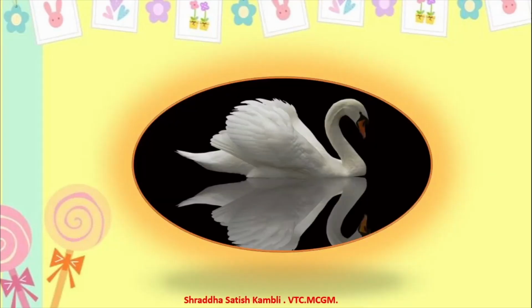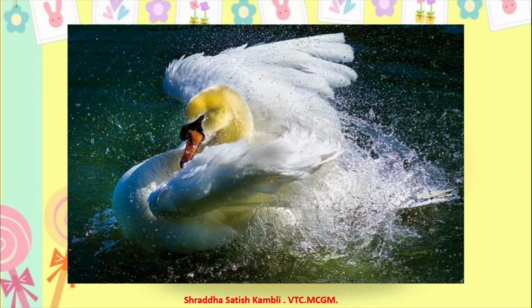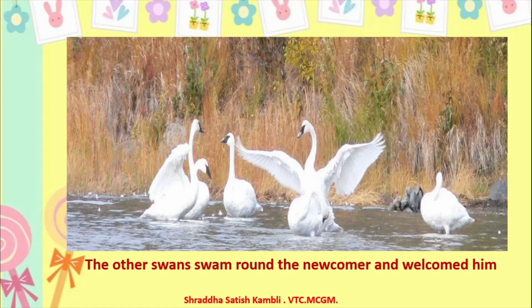He suddenly realized that I am so beautiful. Alright, and he became very happy also. He became so happy that he started flapping his wings and he started dancing around in the water. And very soon, the other swans also came close to him and they welcomed him into their group. And suddenly, the ugly duckling was very, very happy with his life and he started living happily in the lake.